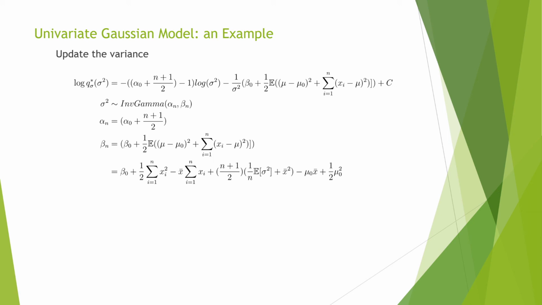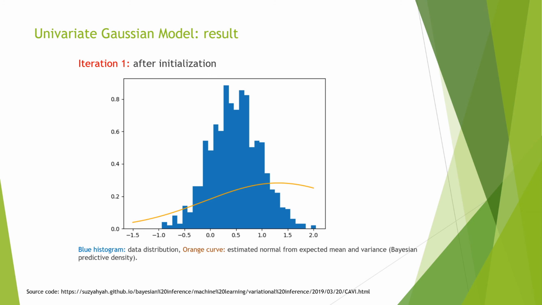I borrowed and modified Susanna's code and ran some experiments on it. So this is the visualization in the first iteration of the CAVI algorithm on the univariate normal model. The blue histogram is the plot corresponding to our data. The orange curve is the normal density, with its mean being the expected value of the variational density for mu, and its variance being the expected value for the variational density for sigma squared. So it is similar to a posterior predictive density based on Q.